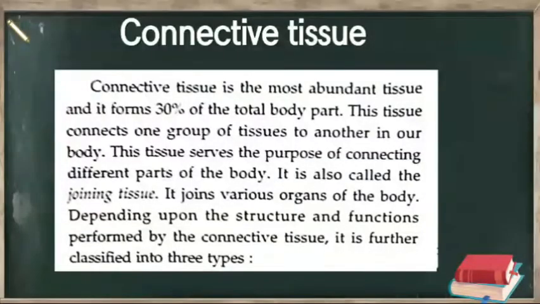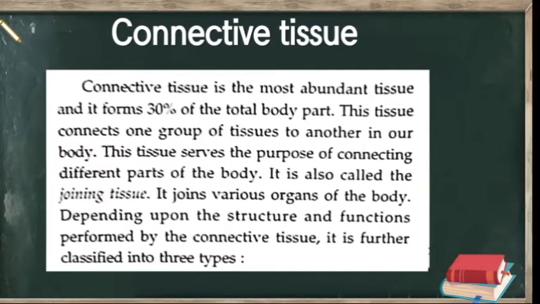Moving to next, connective tissue. Connective tissue is the most abundant tissue and it forms 30% of the total body part. This tissue connects one group of tissue to another in our body. This tissue serves the purpose of connecting different parts of the body. It is also called the joining tissue. It joins various organs of the body depending upon their structure and functions performed by the connective tissue. It is further classified into types.